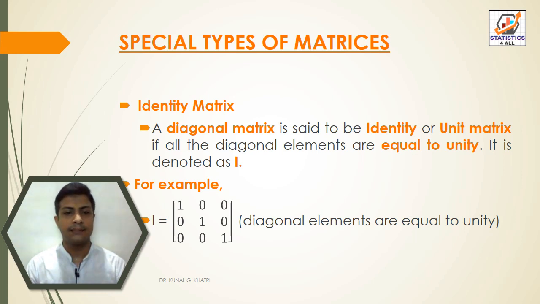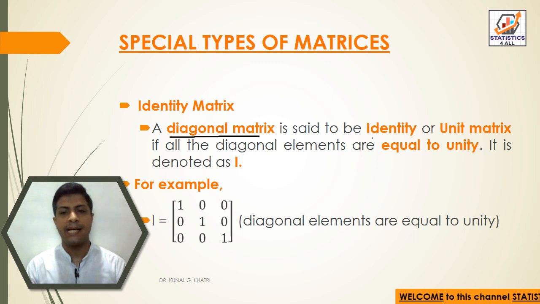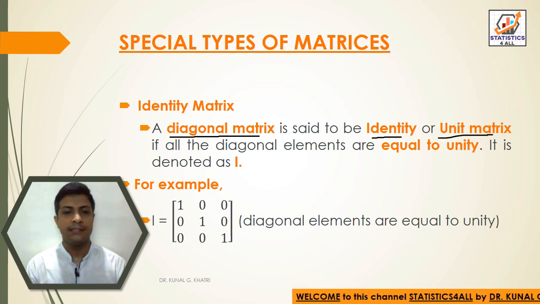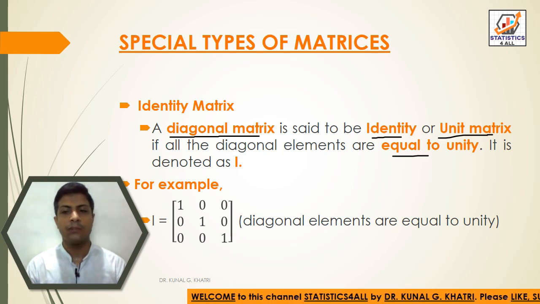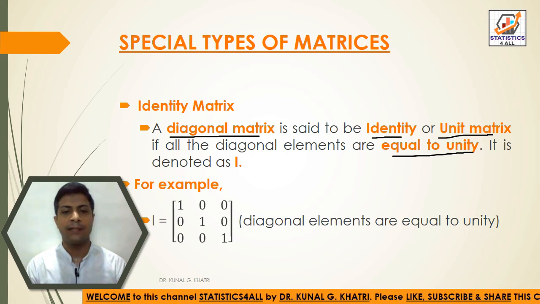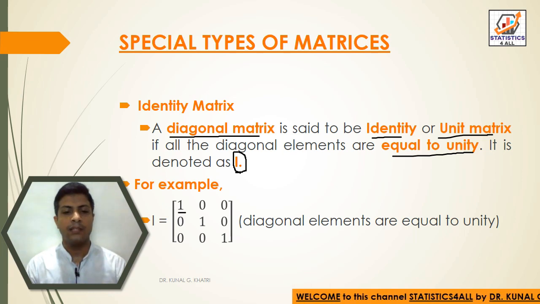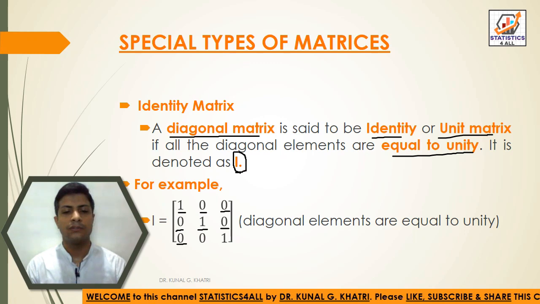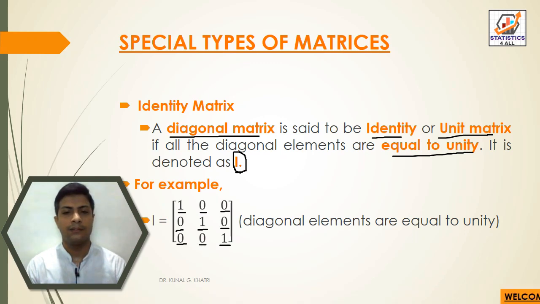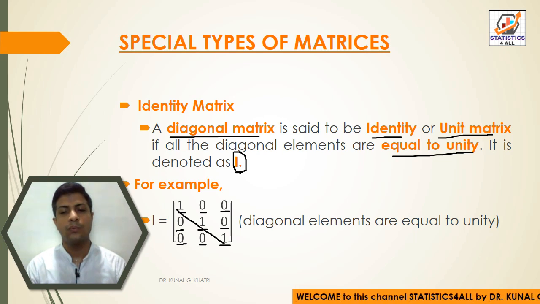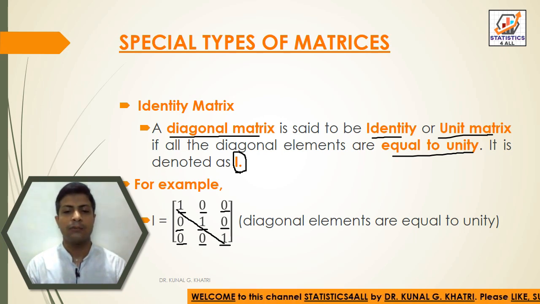Identity matrix. A diagonal matrix is said to be an identity or unit matrix if all the diagonal elements are equal to unity. It is denoted by I. For example, I is equal to 1, 0, 0, 0, 1, 0, 0, 0, 1. Here we can see that all diagonal elements are equal to 1. That is, diagonal elements are equal to unity.